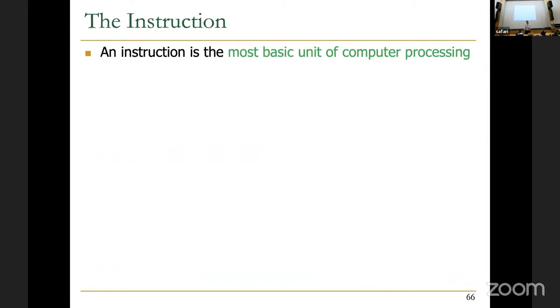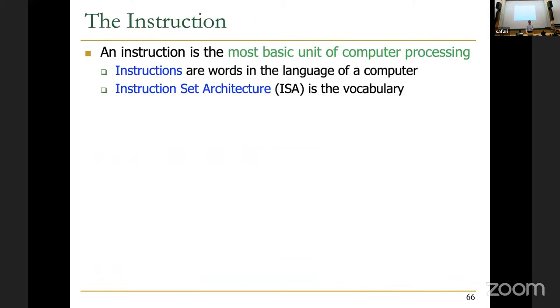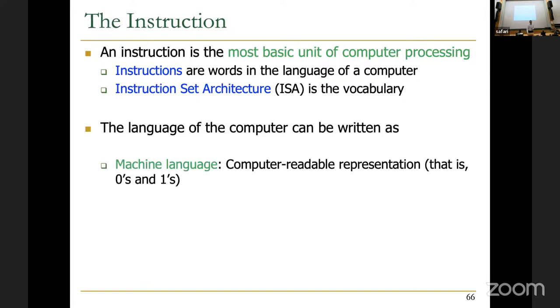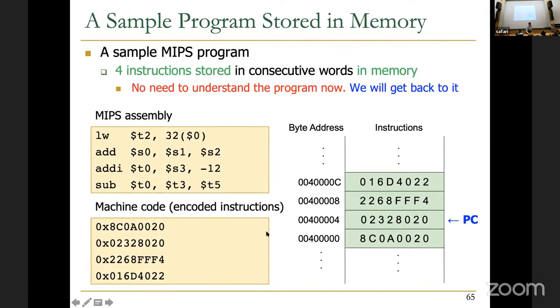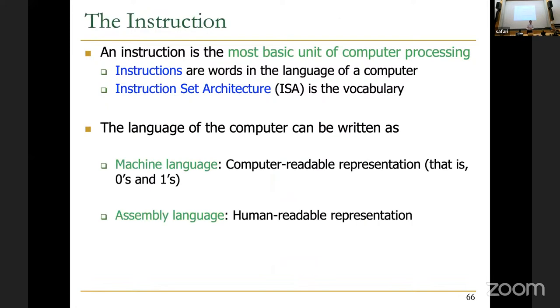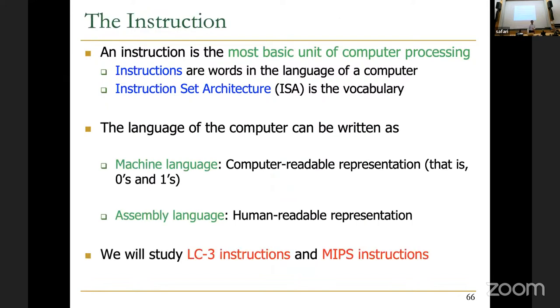As we said earlier, an instruction is the most basic unit of computer processing. This is really the word in the language of a computer, if you can think of it that way. Instruction set architecture is the vocabulary of the computer. And the language of the computer can be written in different ways. Machine language is the computer readable representation, zeros and ones. Basically, this is the machine code. But it doesn't make much sense to us unless you're very well versed in what's happening. So usually the human readable representation is the assembly language. That's why the human readable representation gets converted into machine language.